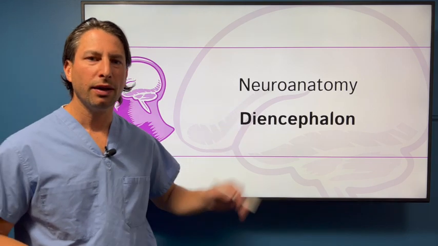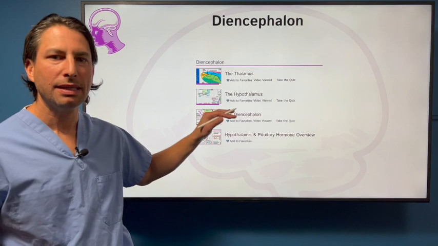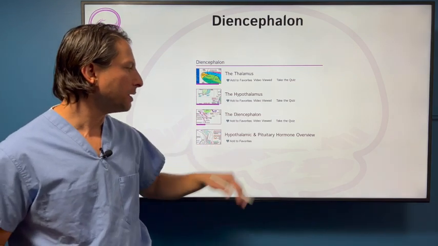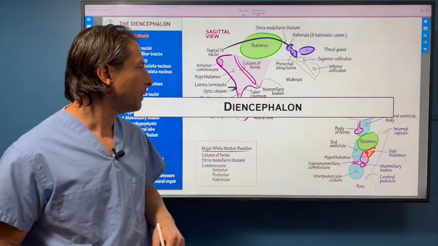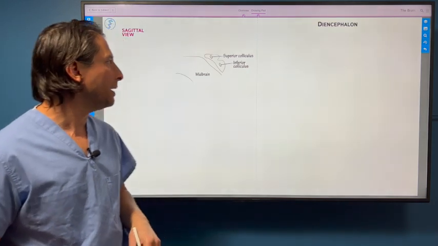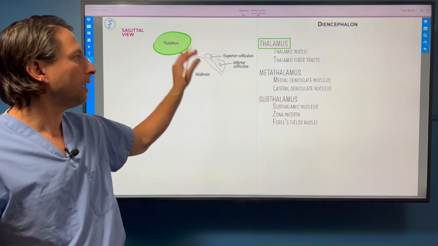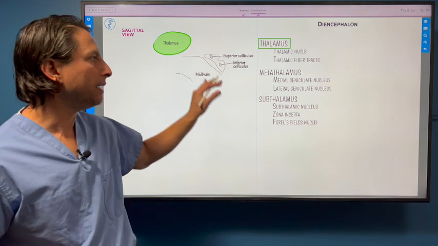So here we're going to go through a fun walkthrough of the diencephalon. We're going to talk about the thalamus, hypothalamus, and then the pituitary gland and hormone release. So this is an overview of the diencephalic anatomy. We have a mid-sagittal view here, midbrain and the colliculi, and then here's the thalamus right here.